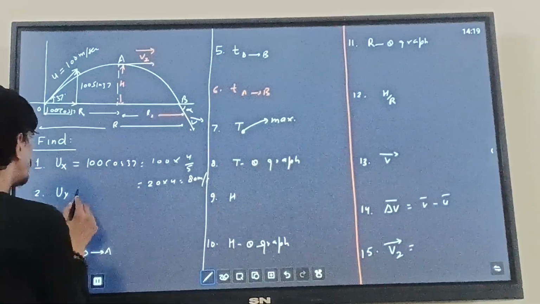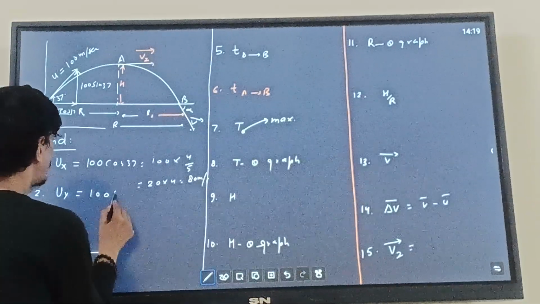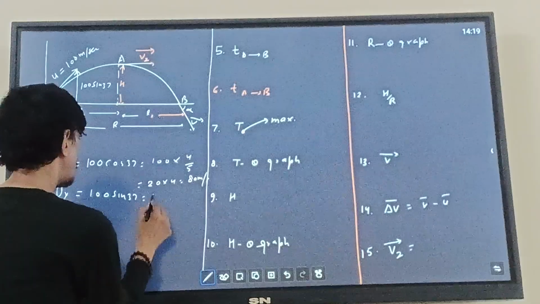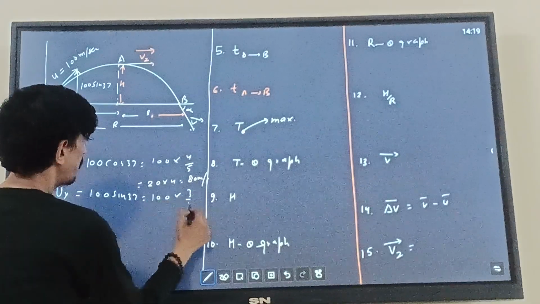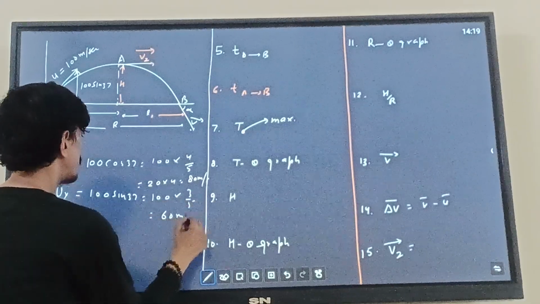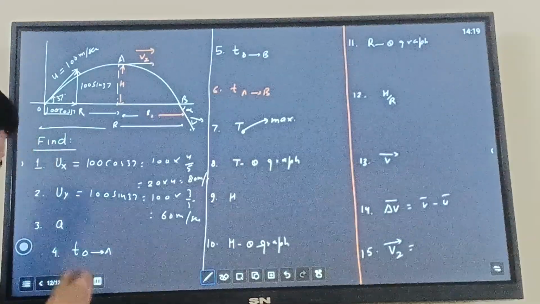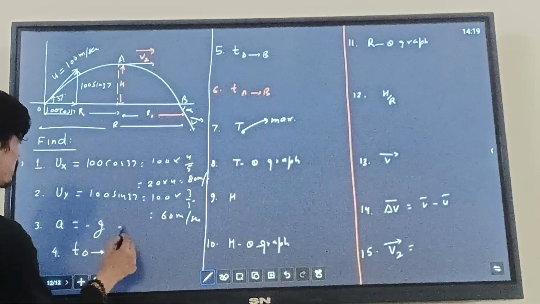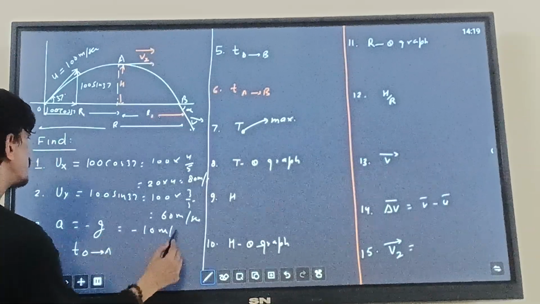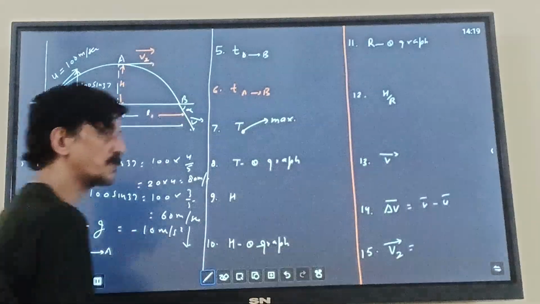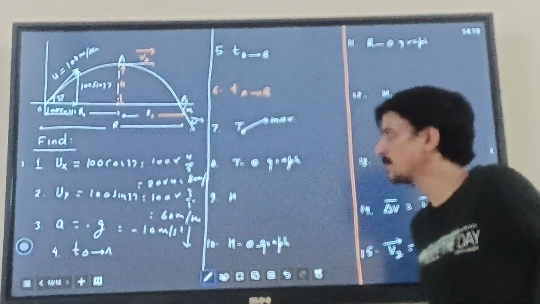Then we have to find initial velocity along y-axis, so that will be 100 sin 37. So this is 100, sin 37 is 3 by 5, so that is 60 meter per second. Next question is this is a simple question. This is minus g or minus 10 meter per second squared, and this is vertically upward. So these are the values of these parameters.